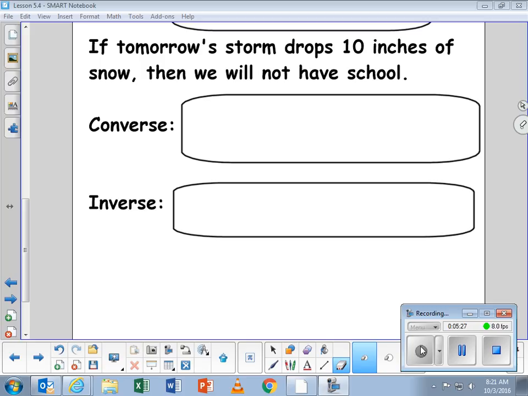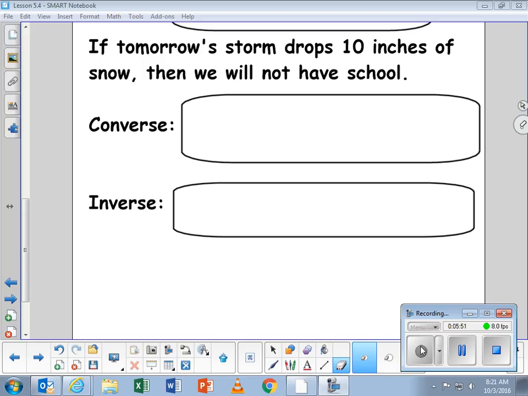Okay? We can talk about whether that's true or not, really doesn't matter for what we're going to use it for. I think the reality is, in the 29 years I've been coming here in the wintertime, we've never had a storm drop 10 inches and still had school the next day. So I think this is a pretty true statement.